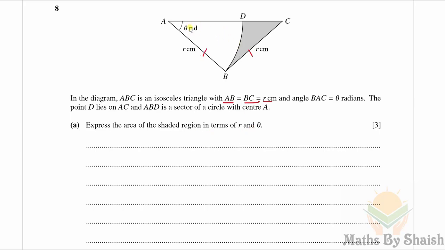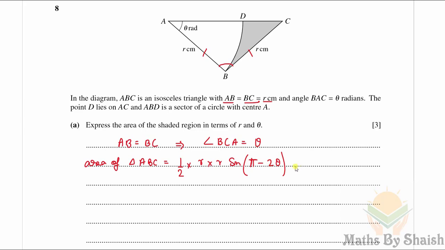So first of all we will calculate the area of triangle ABC, and since AB is equal to BC, this implies angle BCA is also theta radians. So area of triangle ABC we can get by the sine rule, 1 upon 2 times r into r, and then the angle between them, that is this, and it is going to be sine of pi minus 2 theta, because theta and theta, and this angle is going to be pi minus 2 theta. So it is 1 upon 2 r square sine 2 theta, because we know that sine of pi minus theta is sine theta.